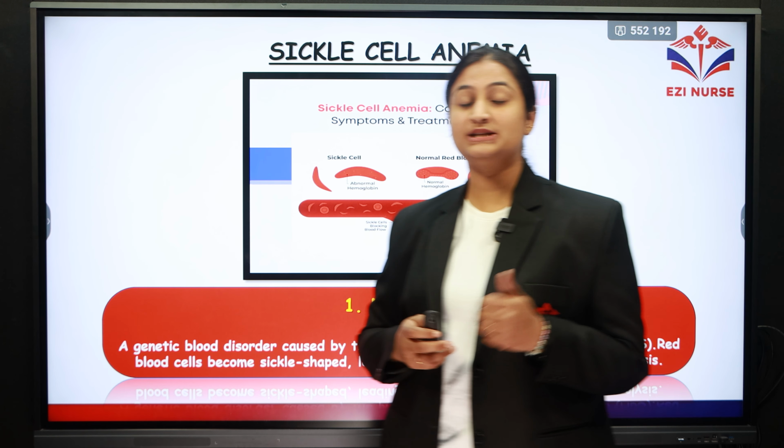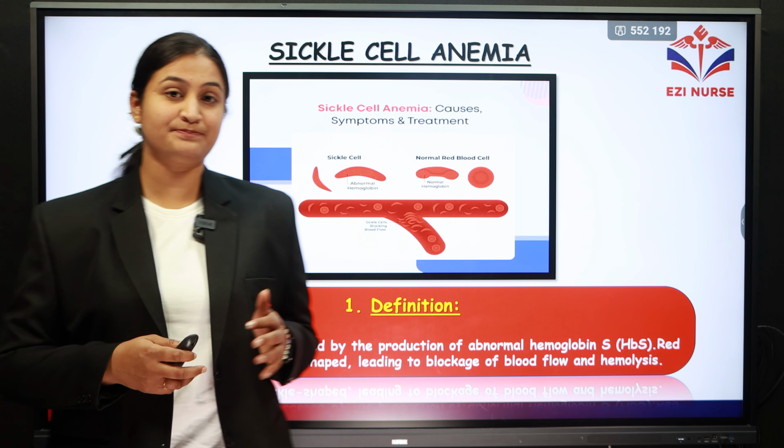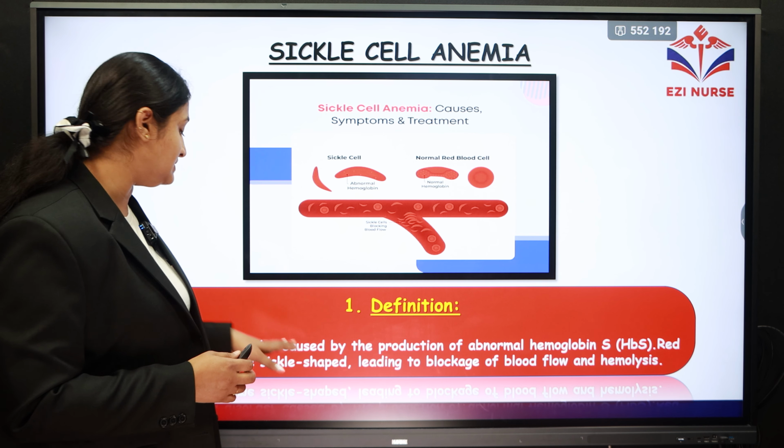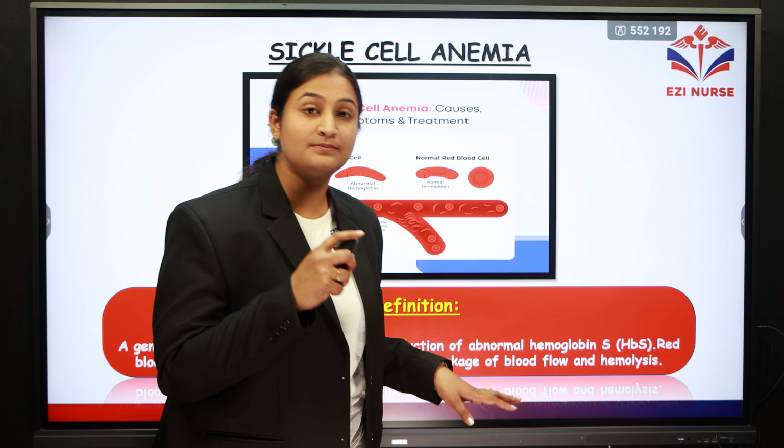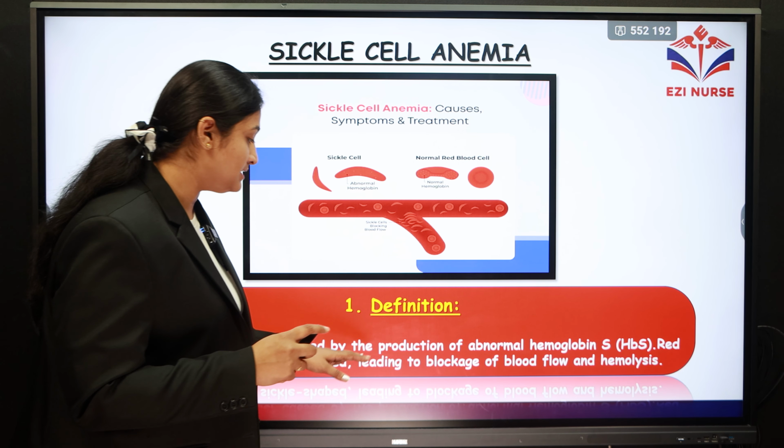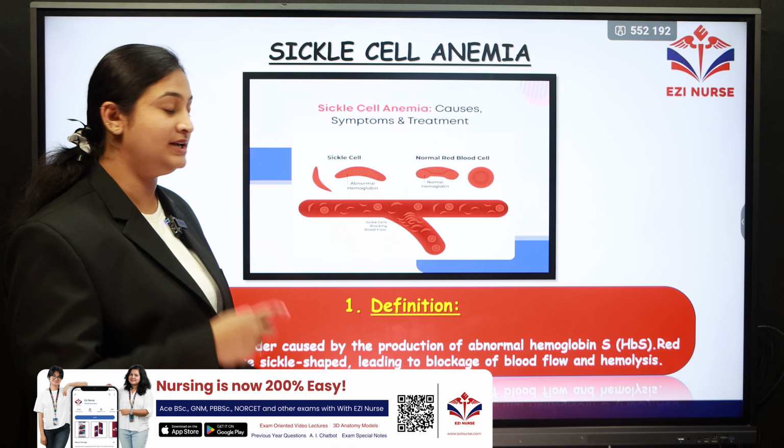Then moving to sickle cell anemia. So there's a proper definition. It is a kind of genetic blood disorder involving the production of abnormal hemoglobin.